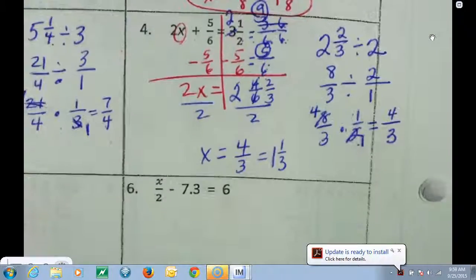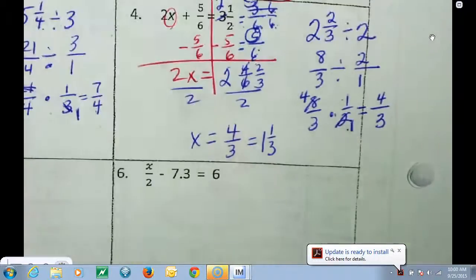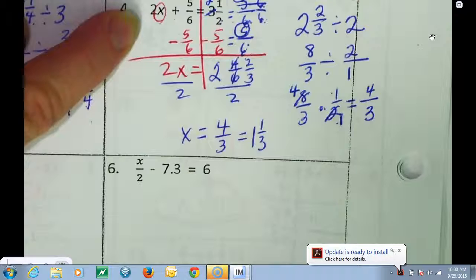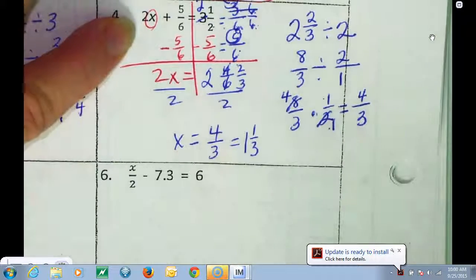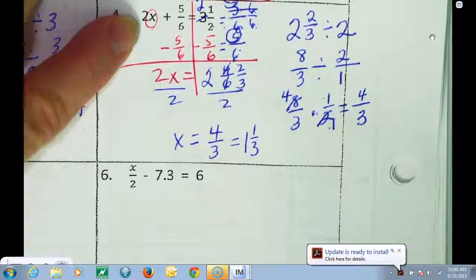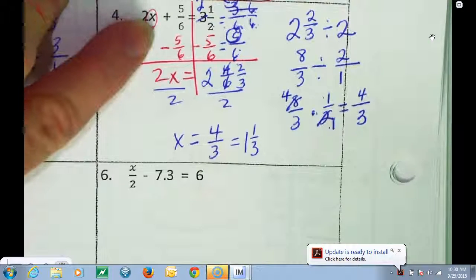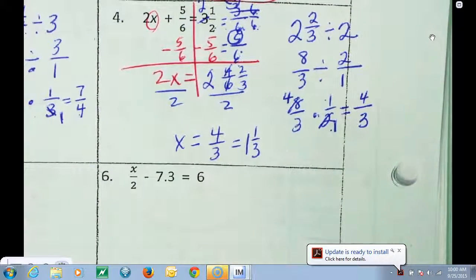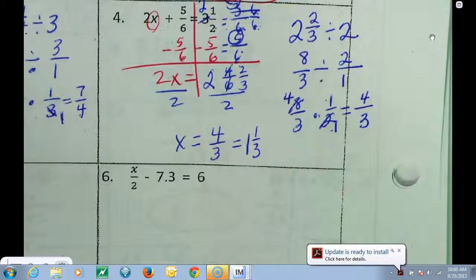Okay, now to check it. We're going to go 2 times 4 divided by 3 plus 5 divided by 6. Can't change that to a decimal because it's repeating, 0.8 repeating 3. Equals, what'd you get? Good, 3 1/2.